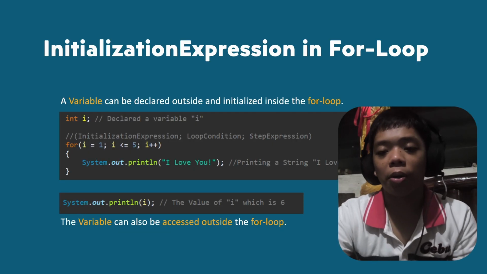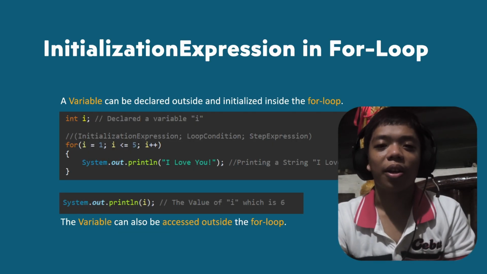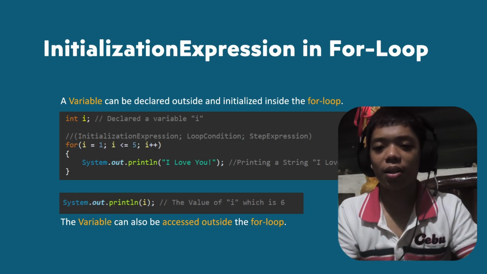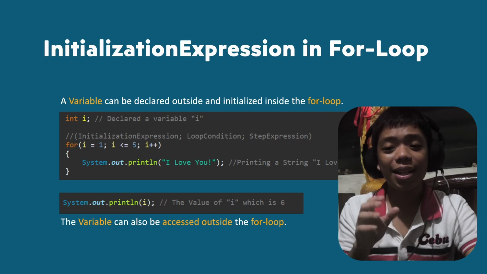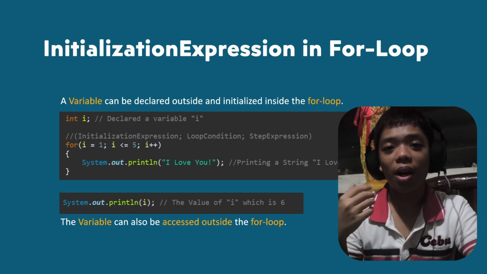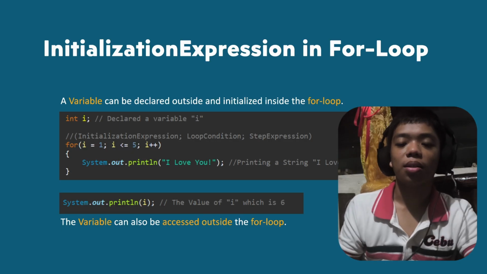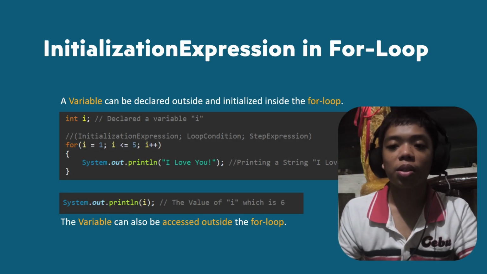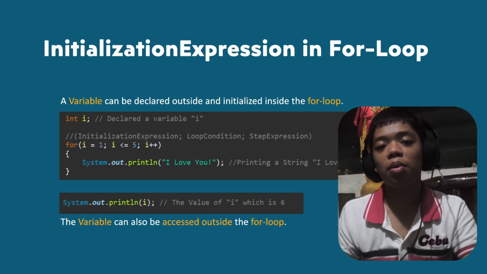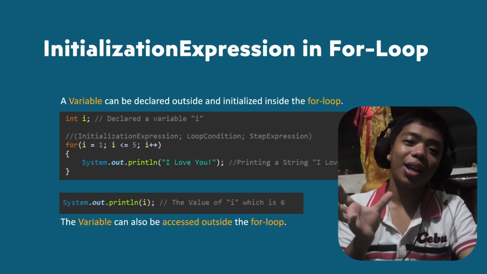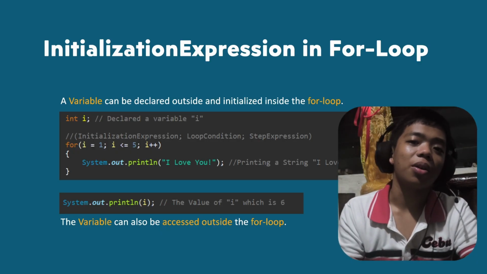But what about this one? Here we declared a variable i outside of the for loop and we give it a value inside of the for loop. In this case, we can use the variable in different parts of the code. As you can see, it does not give me any error because the declaration of variable i is outside of the for loop, which means it can be accessed anywhere in the code.